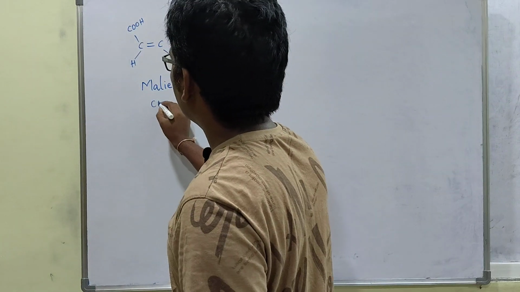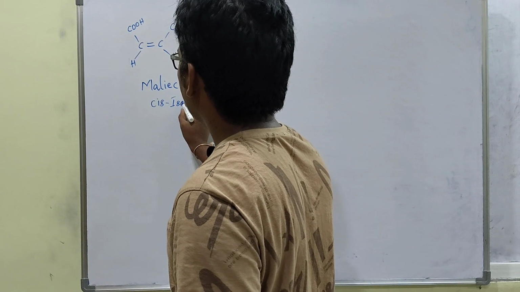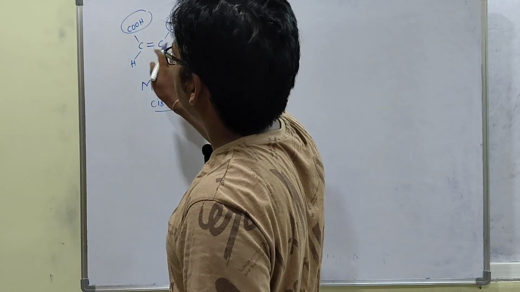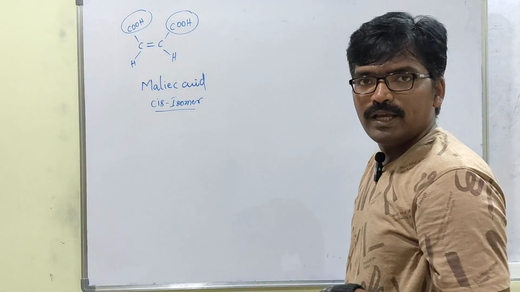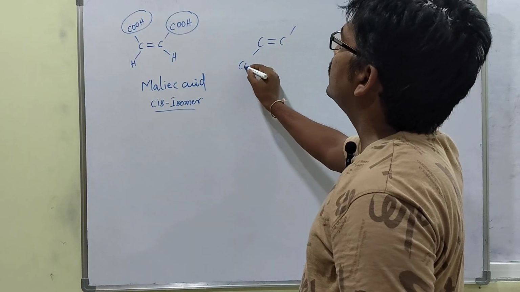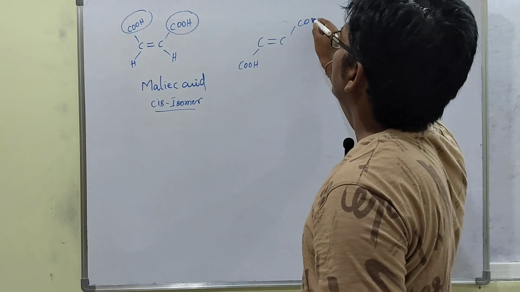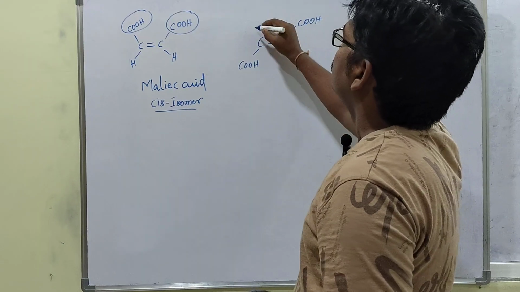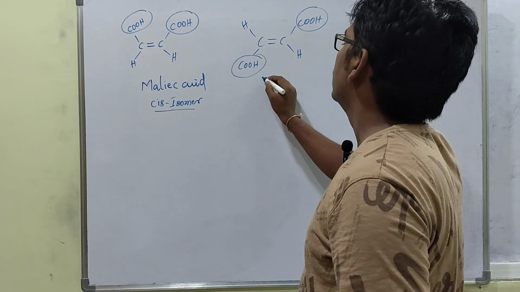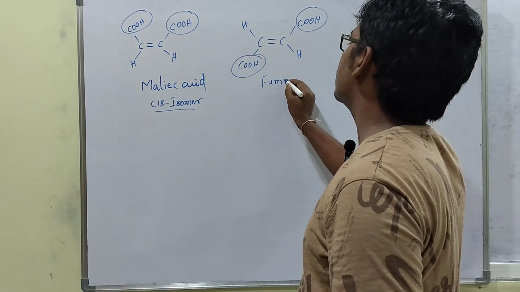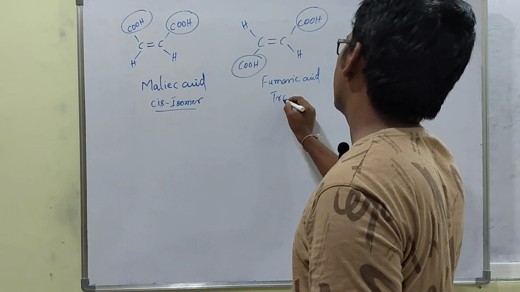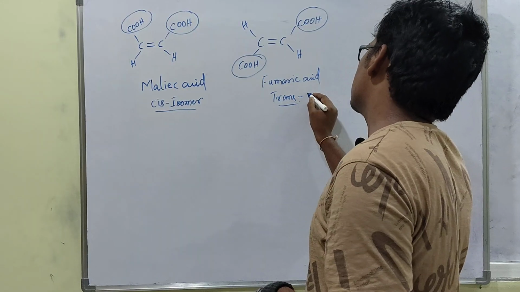So this is the cis isomer because the identical groups, that is COOH and H, H, are on one side of the double bond. Then C double bond C, COOH, then COOH, H, H, identical groups away from each other. This we call fumaric acid. So this is the trans form.